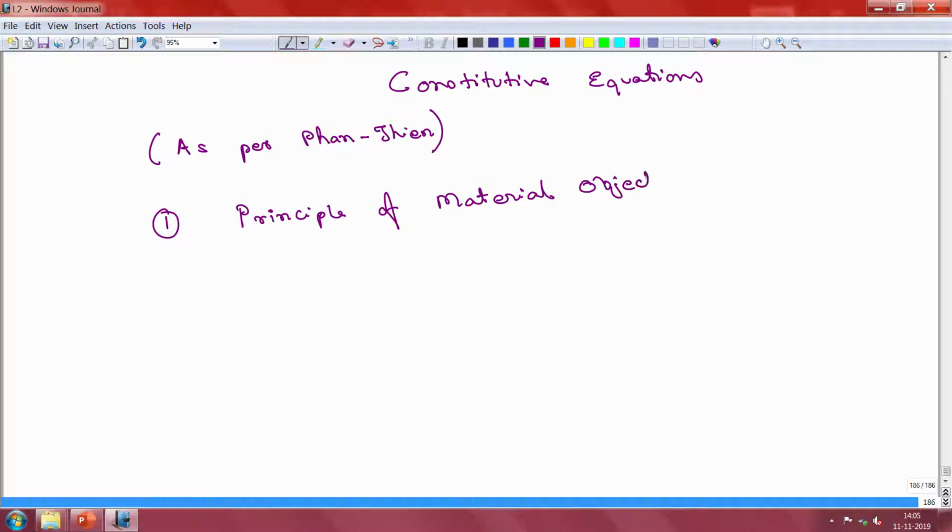A principle of objectivity. This principle we are going to discuss in more detail. So, I am going to leave it out for the time being. I will come back to this again.